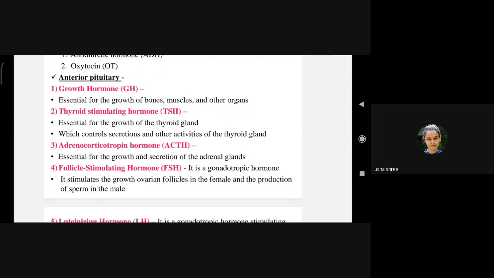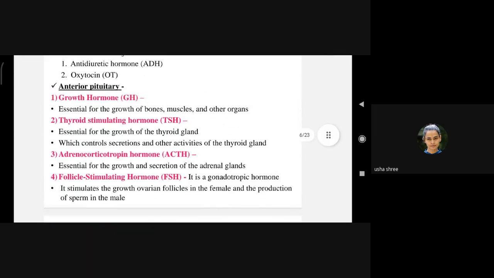Ma'am, one doubt. Growth hormone, is it active throughout the lifespan of a human, or does it stop at some time? Because especially after the growth spurt is over, the body almost becomes stagnant, the growth of the bones, muscles, and other organs. During that time, is it dormant?